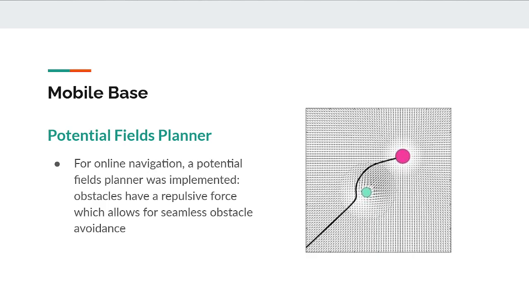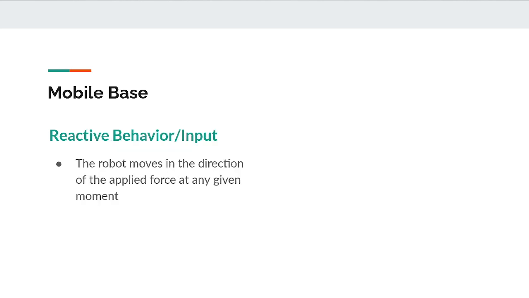As for the mobile base, a potential fields planner was used for online navigation, which allowed for the robot to avoid obstacles, as the potential fields planner attached repulsive forces to obstacles in the space. As the robot navigates the space, it was effectively able to navigate between them or away from them. And as the robot is being moved in the space, it is following the direction of direct input from the end effector at any given point.